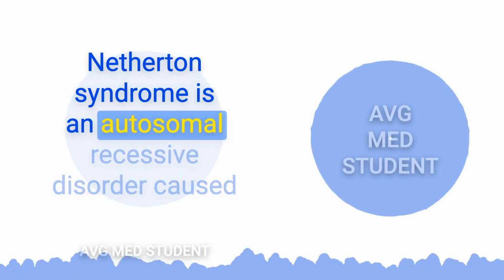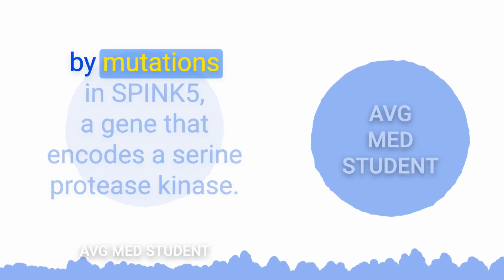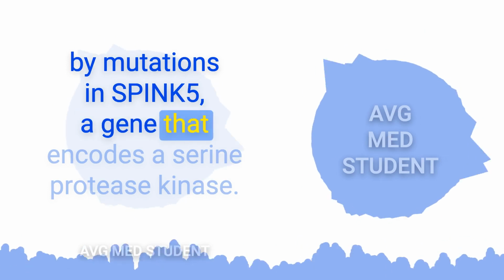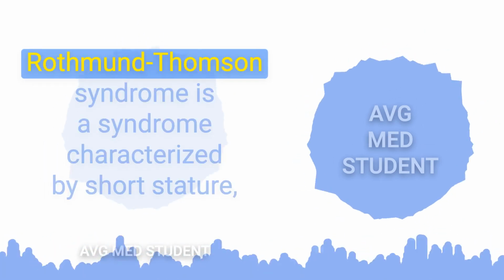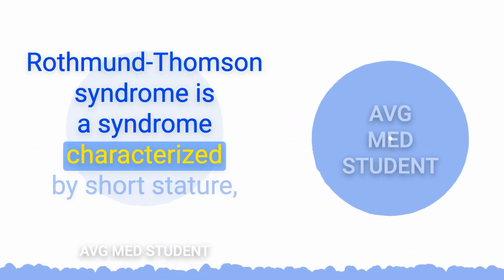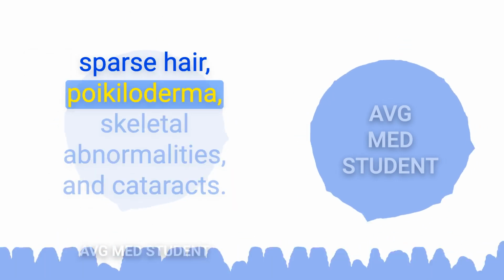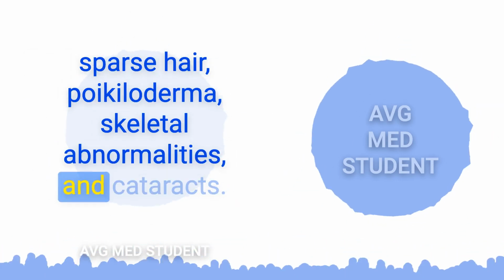Netherton syndrome is an autosomal recessive disorder caused by mutations in SPINK5, a gene that encodes a serine protease kinase. Rothman-Thompson syndrome is characterized by short stature, sparse hair, poikiloderma, skeletal abnormalities, and cataracts.